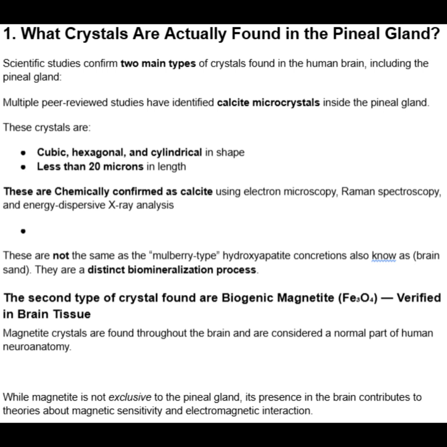These are not the same as the mulberry type hydroxyapatite concretions, also known as brain sand. They are a distinct biomineralization process. The second type of crystal found are biogenetic magnetite, verified in brain tissue. Magnetite crystals are found throughout the brain and are considered a normal part of human neuroanatomy.